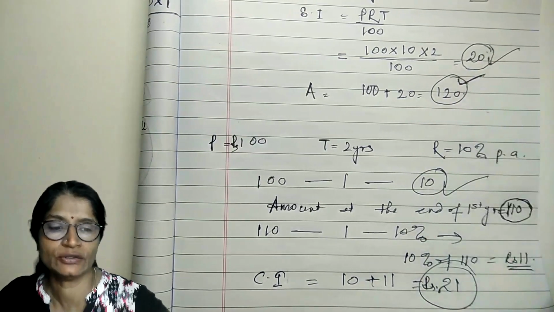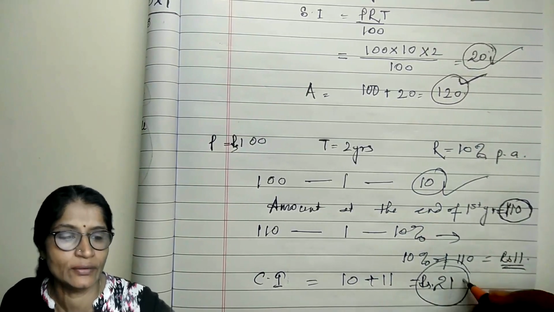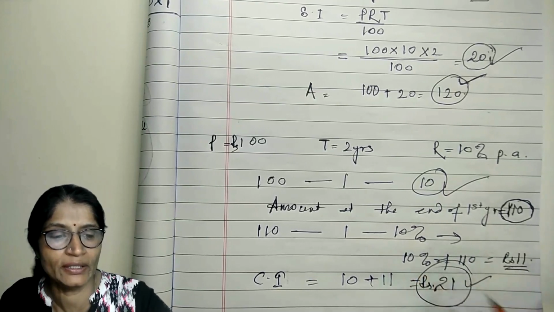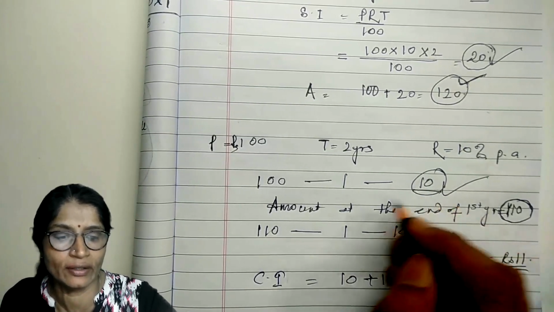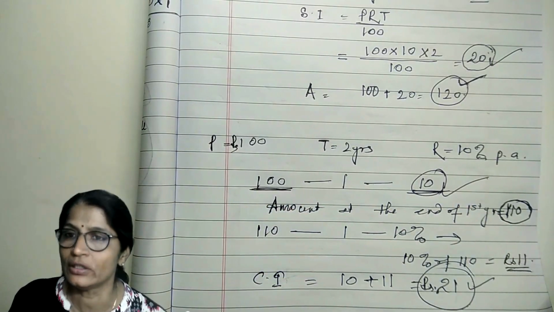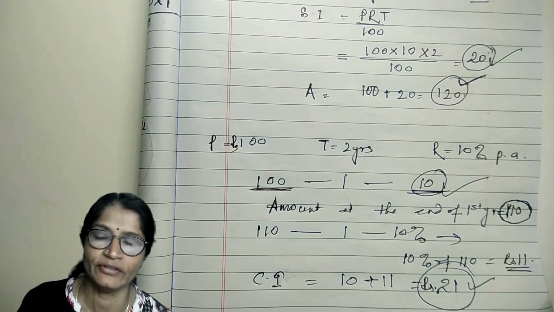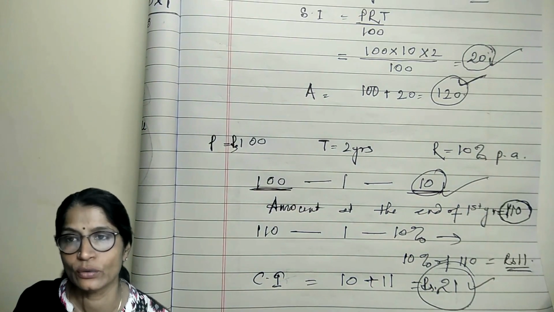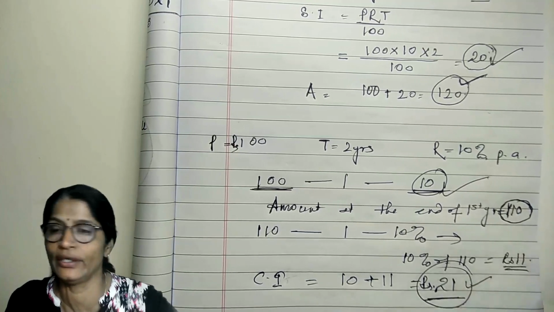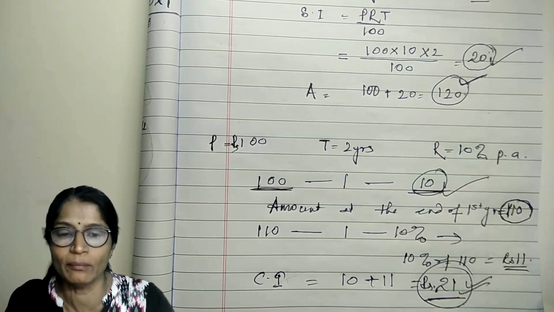In the first case you paid 20 rupees extra, here you have to pay 21 rupees extra, because here you have to pay interest on interest. On 100 rupees the interest was 10, and on the 10 rupees, at 10% interest, it is rupee 1. So that is total 11. So this 10 and this 11 combined together is the 21. So that is the compound interest.